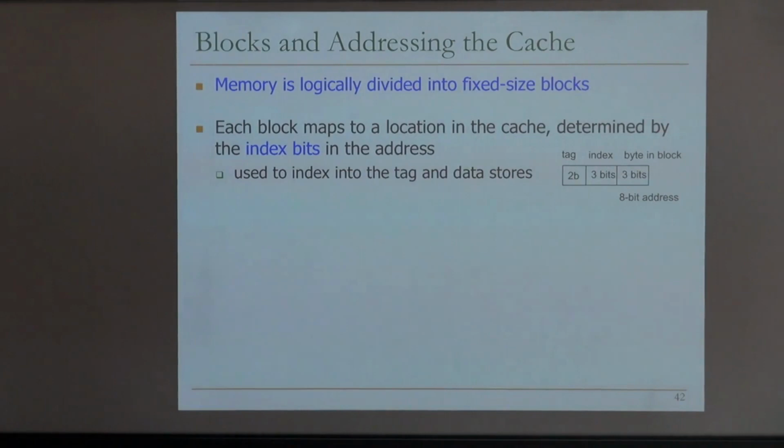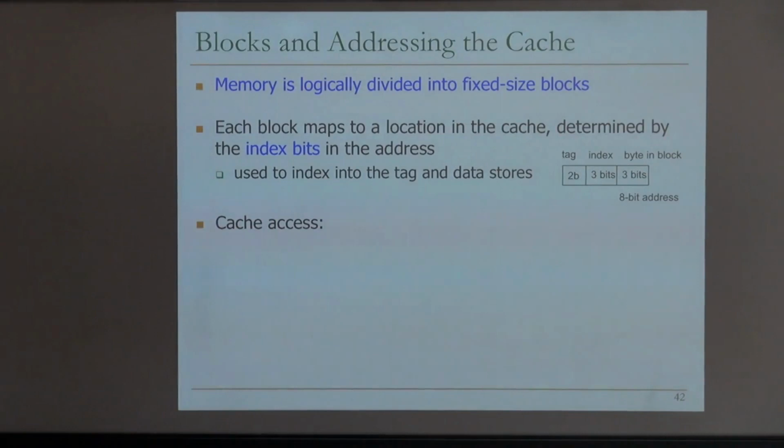And index bits tell you how to index the tag and data stores. Basically, if somebody gives you this address, you can immediately understand the structure of the cache, right? First of all, I have 3 bits to identify byte in block, which means that I have 8-byte blocks. I have 3 bits for the index, which means that I have 8 locations in the cache. And tag bits are 2 bits. Now, that tells me the tag store size, at least partially.